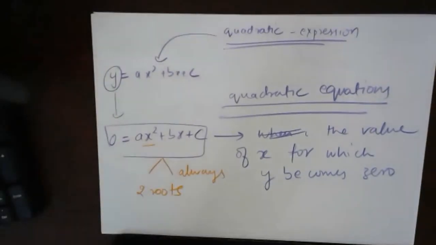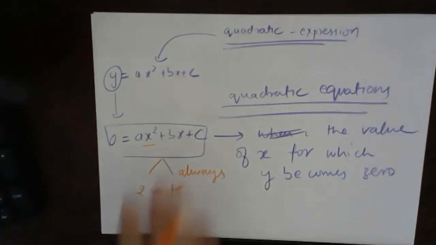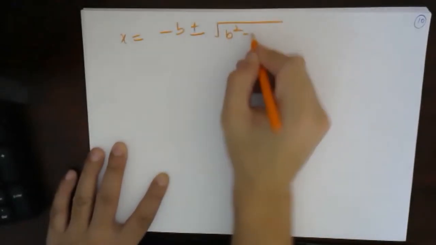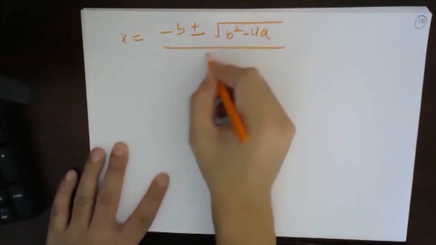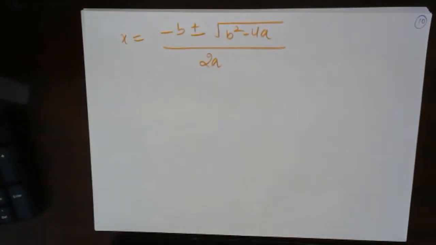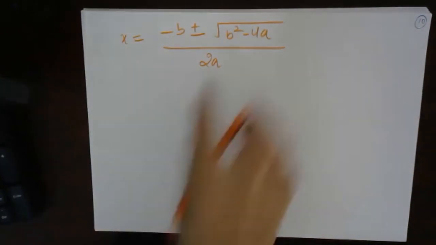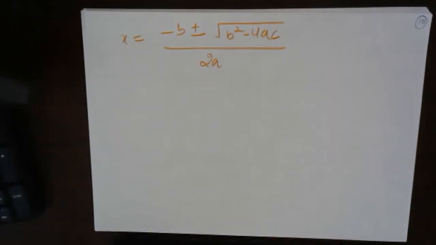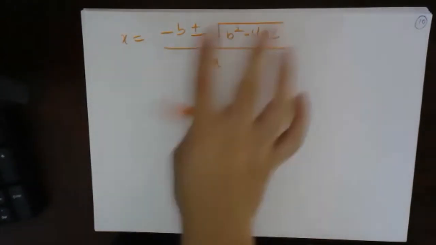So, sir, how can we get these two roots? In your 10th class, you must have seen this equation: x is equal to minus b plus minus under root of b square minus 4ac by 2a. Have you seen this? Yes, you must have. Have you ever thought about how you get this? Now see, we have already derived this.